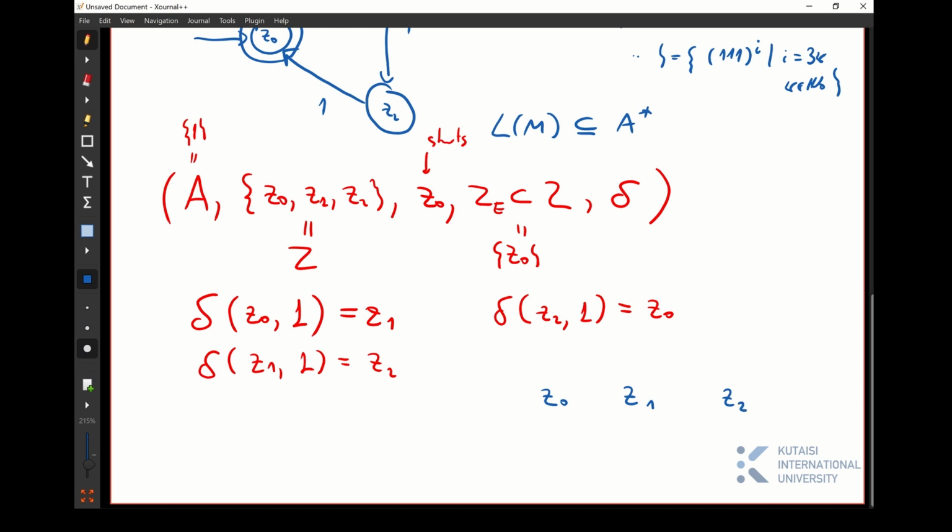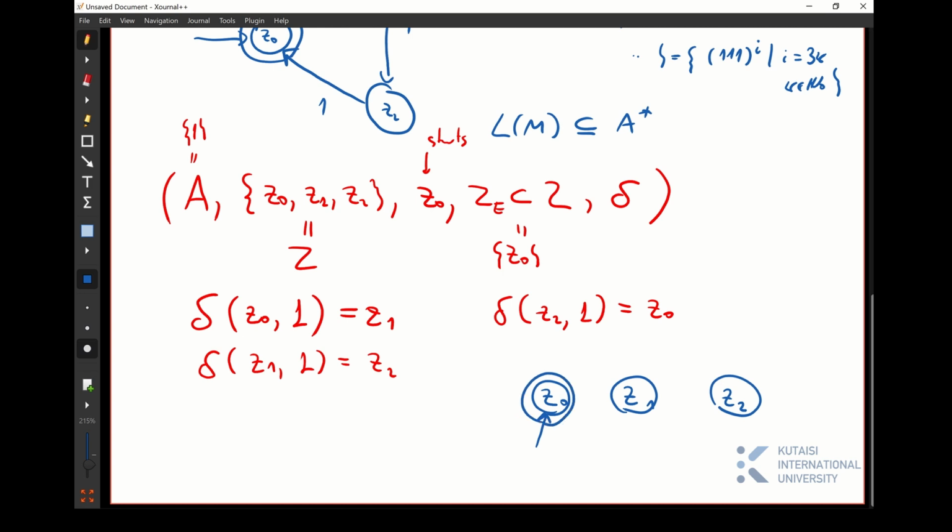Then you know where the start state is. So you have 3 states like this, right? From the second piece of information here. Now I know the start state, so let's say here is the start state. Now I know the accepting states, it's just Z0.